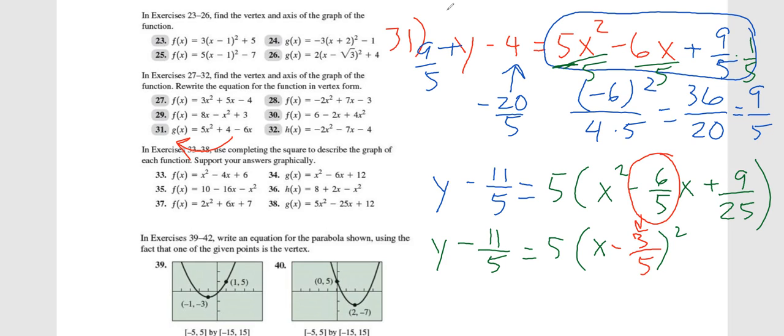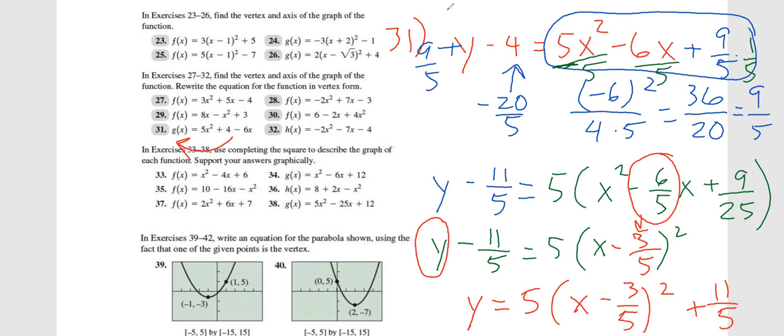Okay. Now, we're almost done, because we got to get y by itself. So y equals 5 times x minus 3/5 quantity squared plus 11 fifths. Okay, so that's the last part. It says rewrite the equation in vertex form. Okay, so there's completing the square.